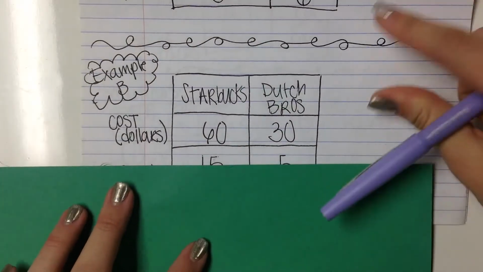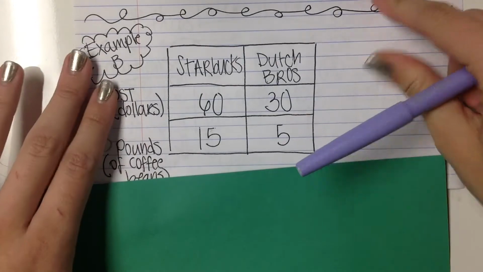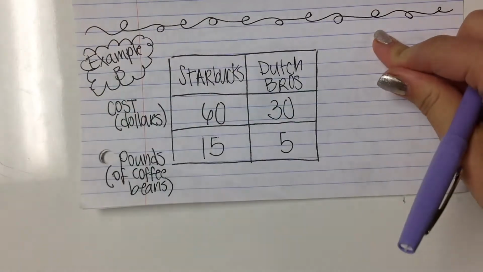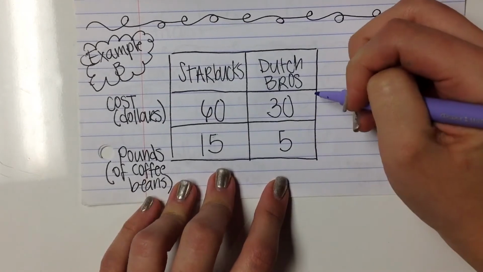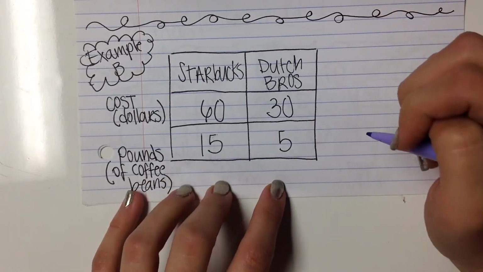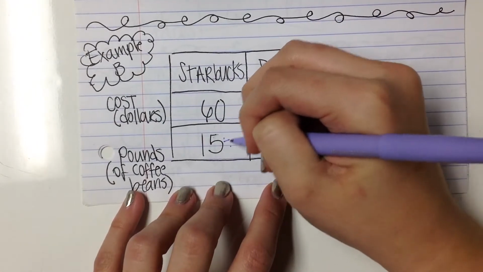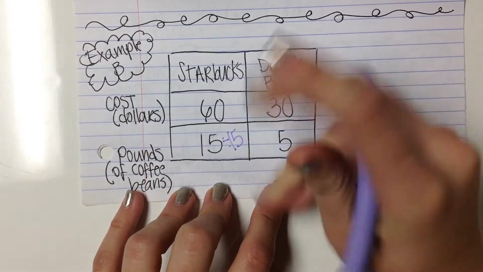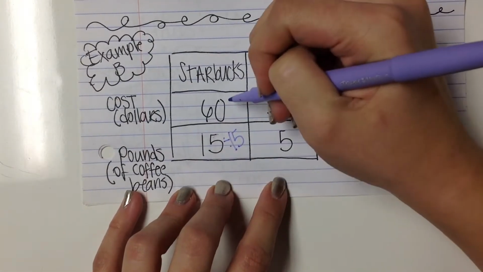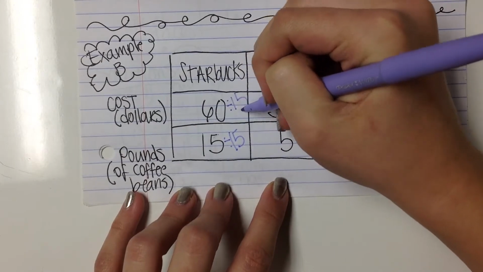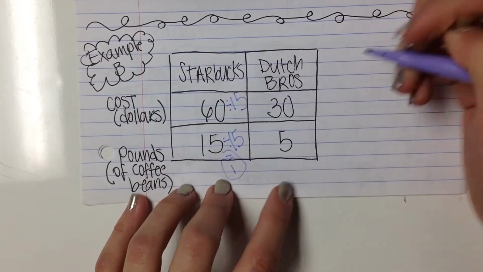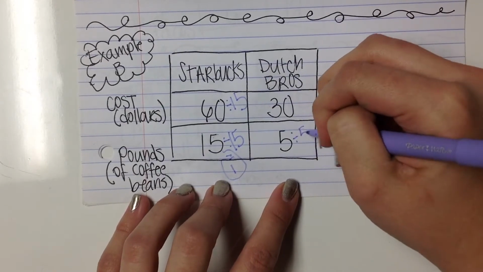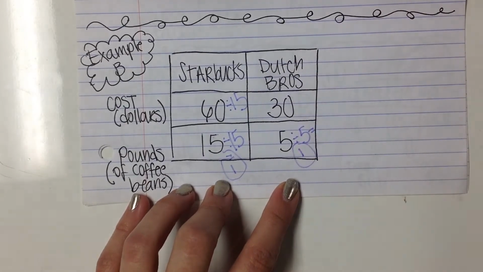Example B. For 15 pounds of coffee beans at Starbucks, I would pay $60. And for 5 pounds of coffee beans at Dutch Bros, I would pay $30. So which is the better buy? Let's start by finding our unit rates. So I'm going to divide by 15 for my Starbucks to figure out how much it would cost for 1 pound of coffee. And for Dutch Bros, I'm going to divide by 5 to figure out how much it would be for 1 pound of coffee.